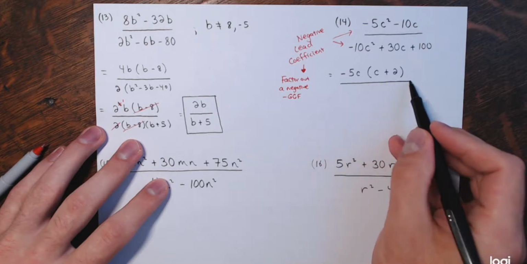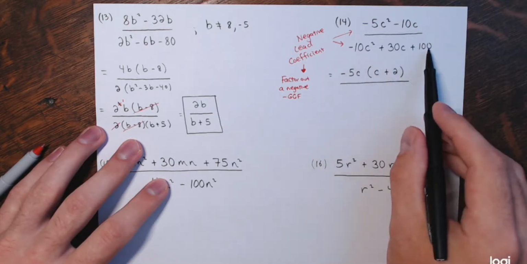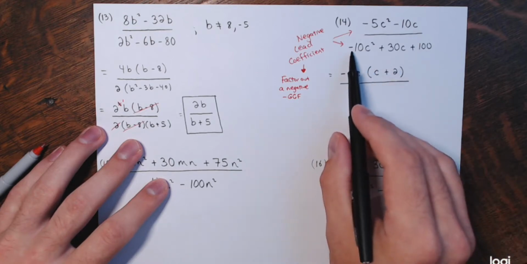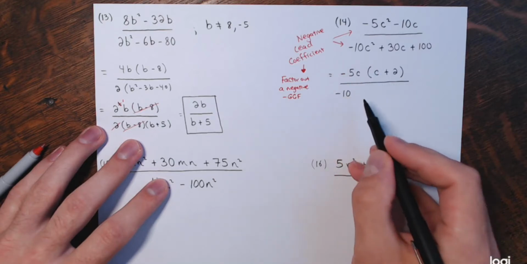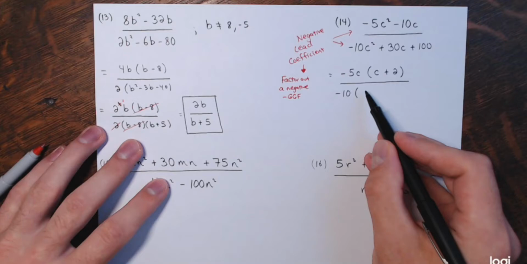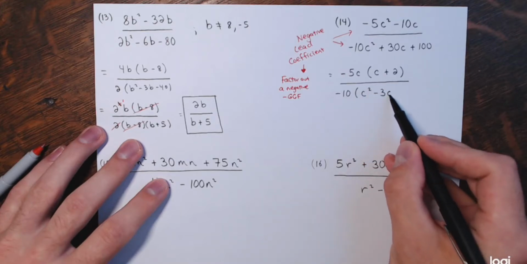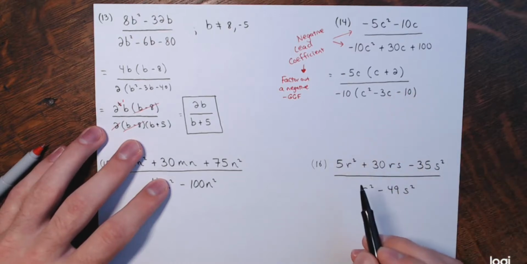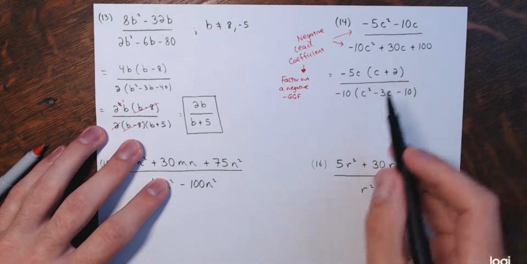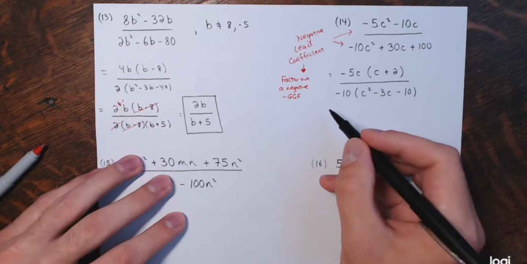And then same thing with the denominator. The greatest common factor of all three of these terms is 10, but because the lead coefficient is negative, I'm going to pull out negative 10. And then what I'd be left with now is c squared minus 3c minus 10. And you can redistribute and see that that's the same polynomial as the denominator. And then we factor a bit further.